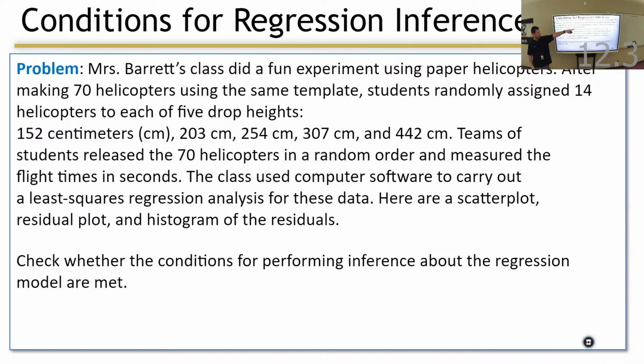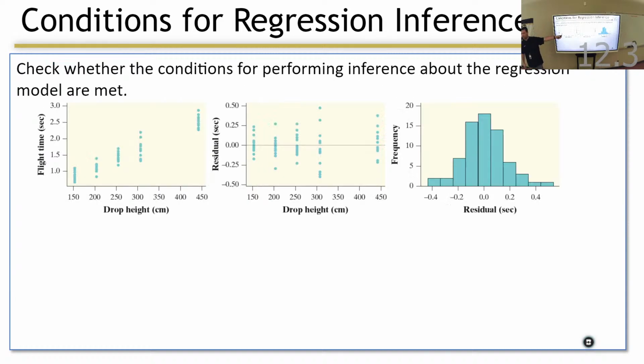Miss Barrett's class did a fun experiment using paper helicopters. I don't know what a paper helicopter looks like. After making 70 helicopters using the same template, students randomly assigned 14 of them for each of the 5 drop heights. So they went to a drop height and dropped 14 of them, and they looked at how long they stayed in the air. This is what the dot plot looked like. It looks weird because we're not used to seeing a scatter plot not look really scattered, but this is the height of 150. Here's the height of 200. Here's the height of 250. Sorry, not the height, the time it was in the air.